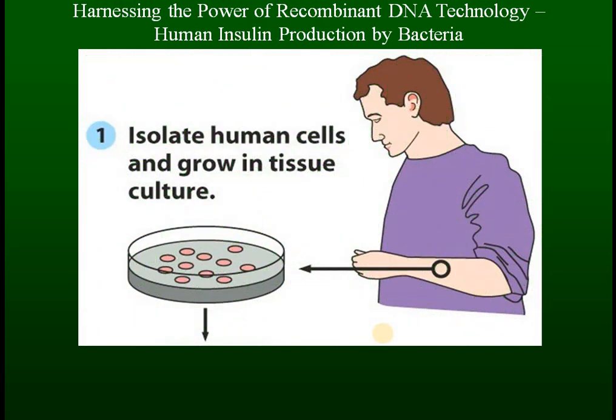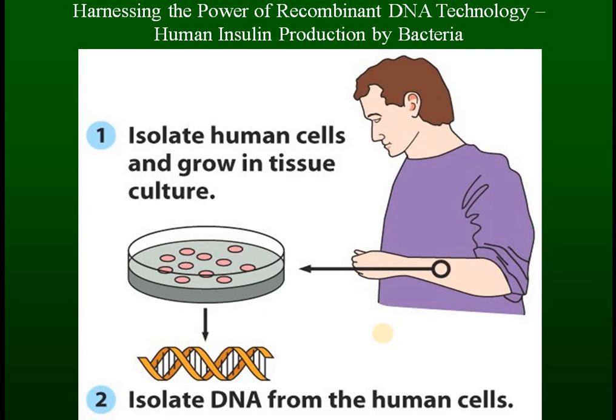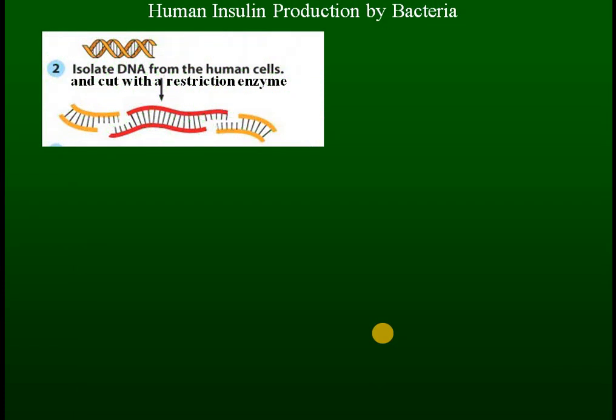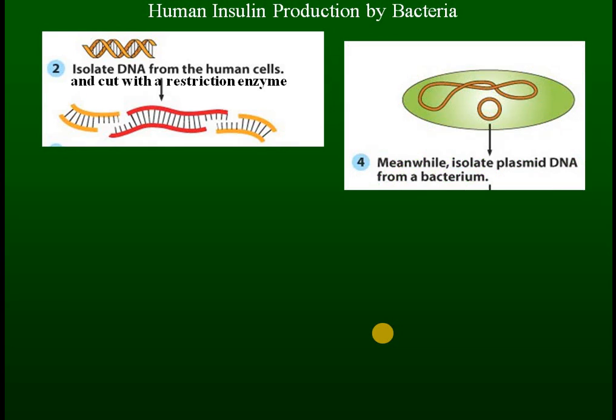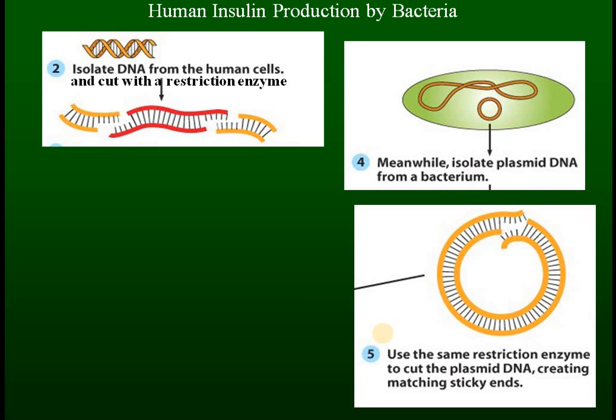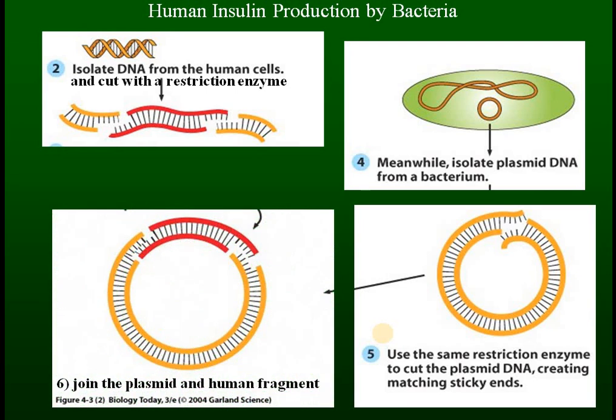So we can use this technique for production of insulin. For example, you have to isolate the human cells and grow them in tissue culture. Then isolate the DNA from the human cell. The next step is to cut the isolated DNA with restriction enzymes. Then these small pieces of DNA you have to insert into the plasmid, which you have isolated meanwhile. You have to insert the DNA of interest into the plasmid.